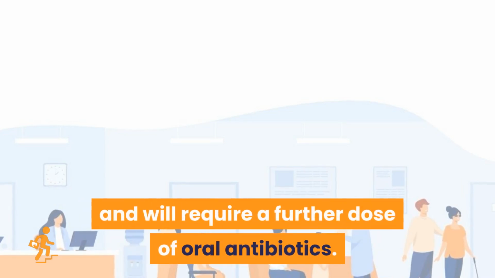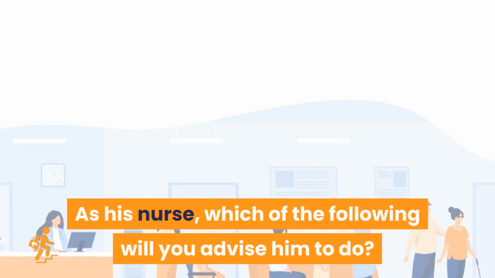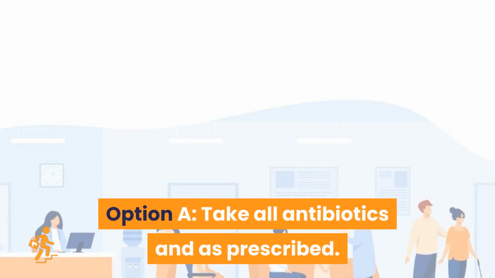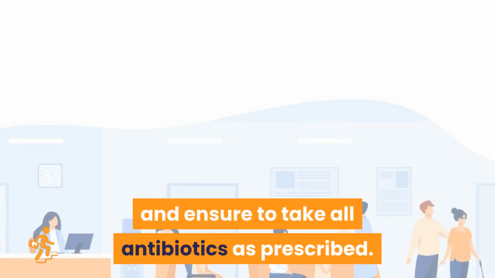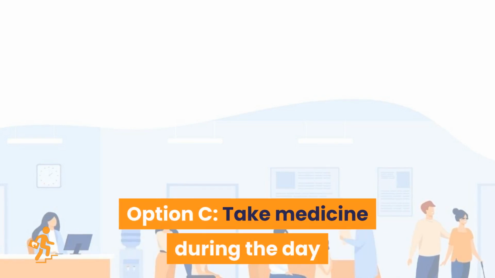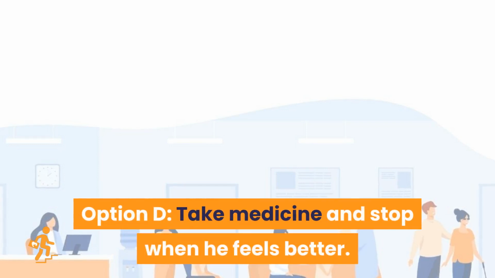Question 15. John, 18 years old, is preparing for discharge and will require a further dose of oral antibiotics. As his nurse, which of the following will you advise him to do? Option A, take all antibiotics as prescribed. Option B, take with food or after meals and ensure to take all antibiotics as prescribed. Option C, take medicine during the day and ensure to finish the course of medication. Option D, take medicine and stop when he feels better.